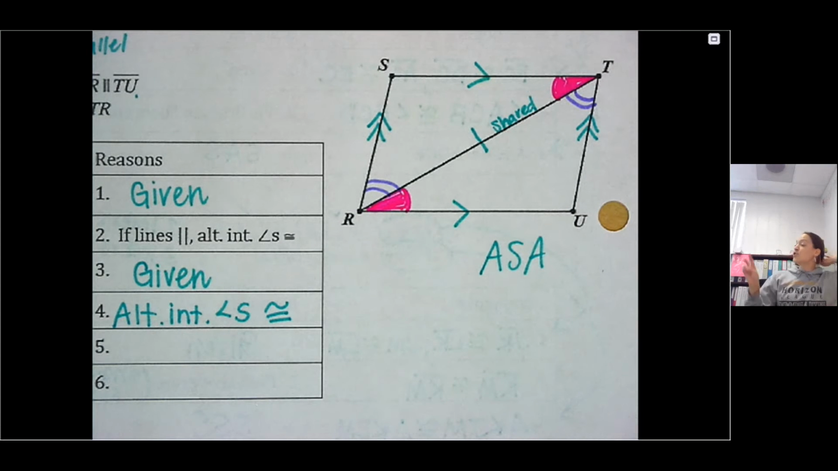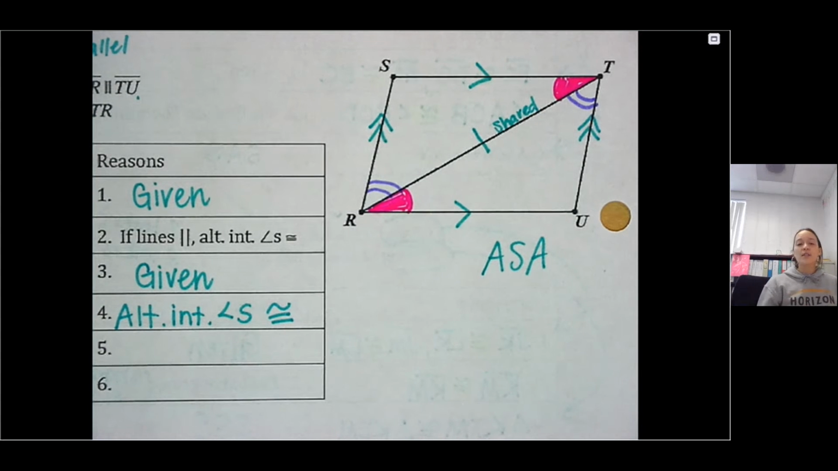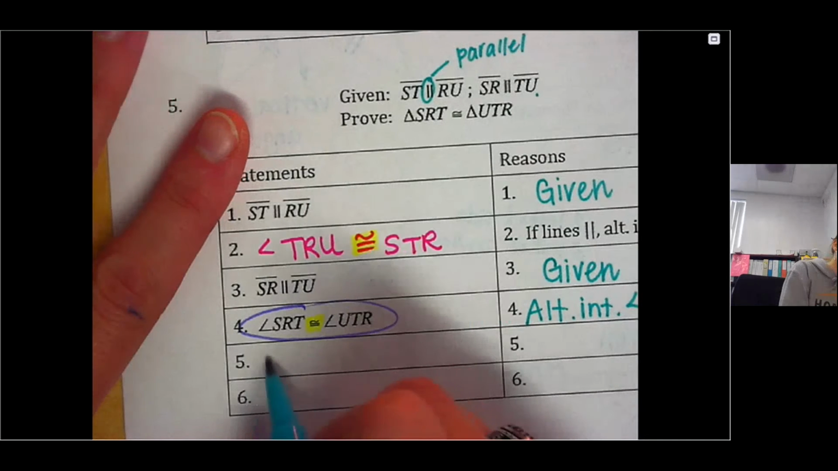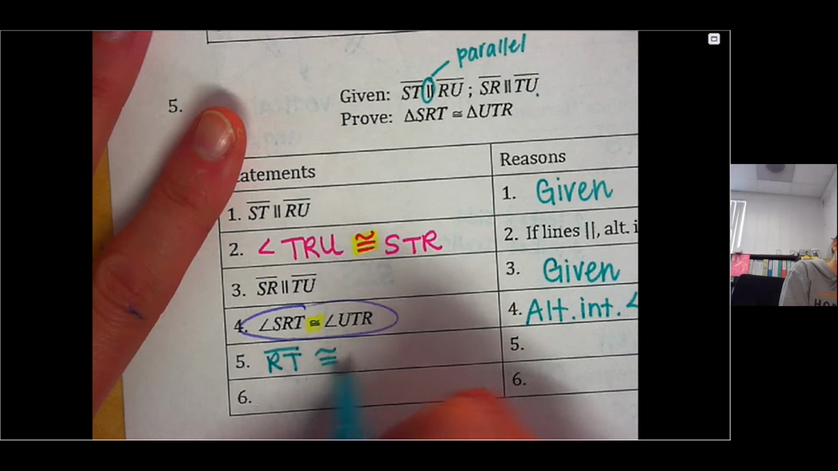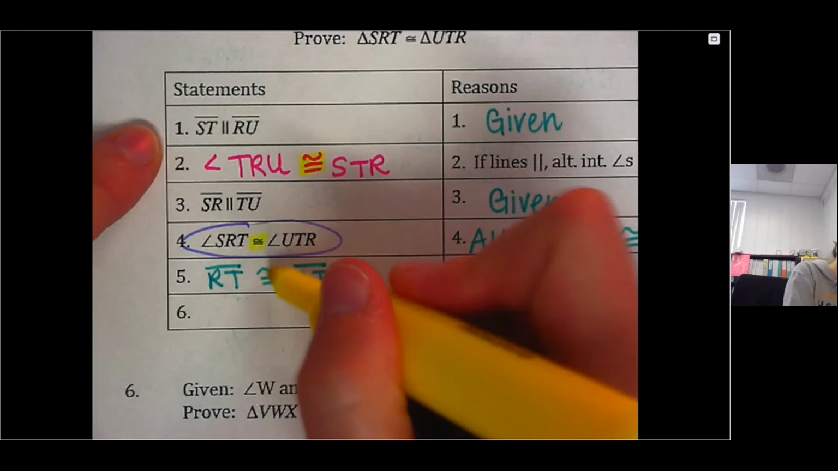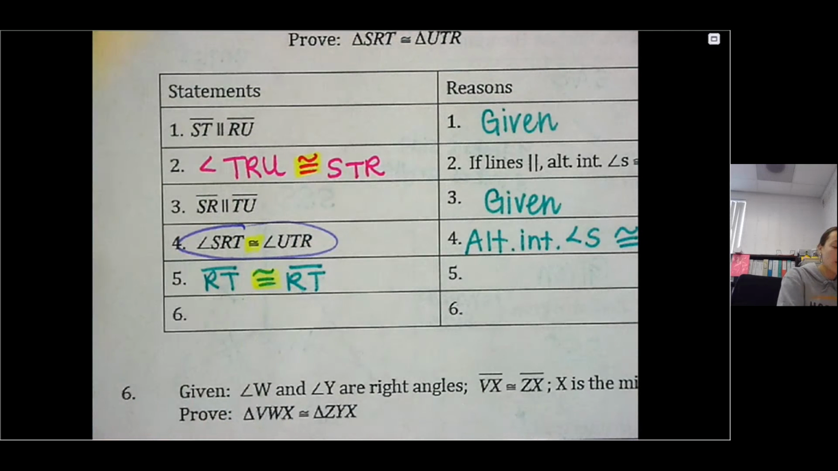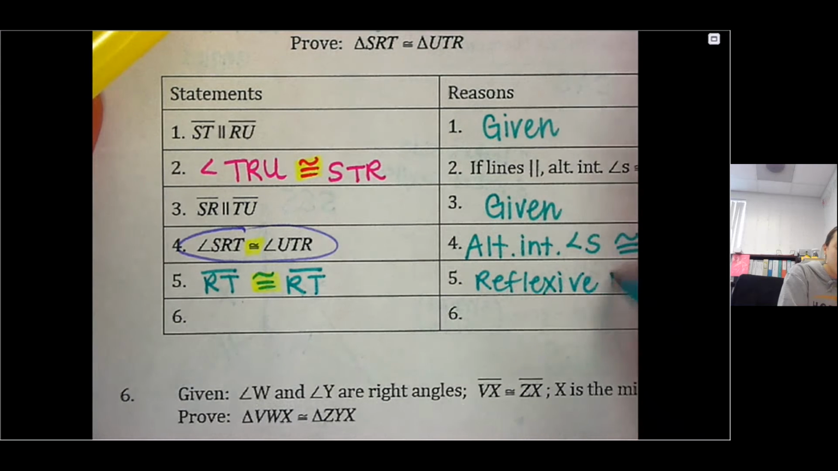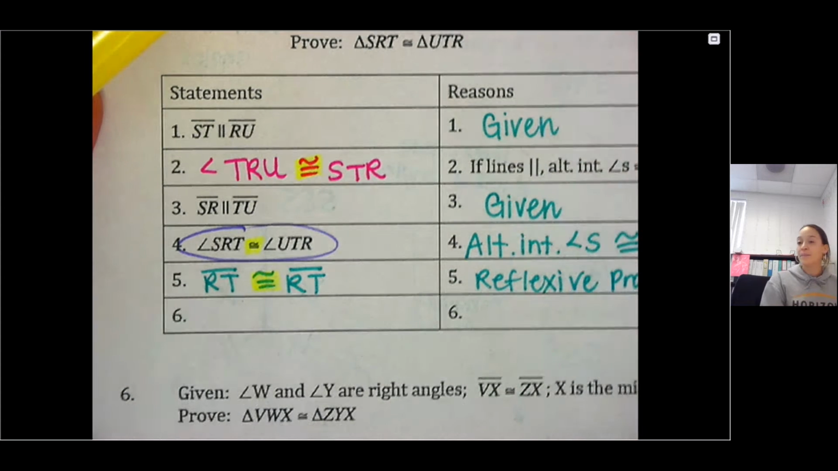Now, I only have 2 highlighted pieces. What's the last highlighted piece? The shared side. What's the sentence for the shared side? RT is congruent to RT, or TR, whichever way you decide to put it. And what is the name of that property? Reflexive property. Yep, that's that shared side right in the center.